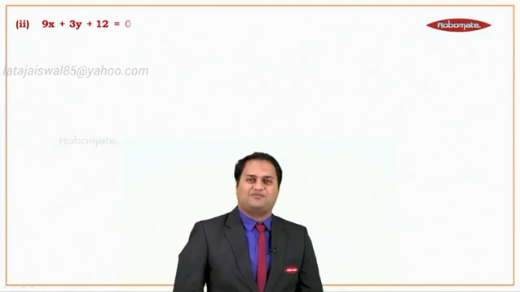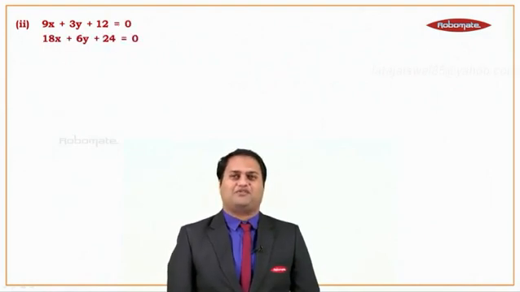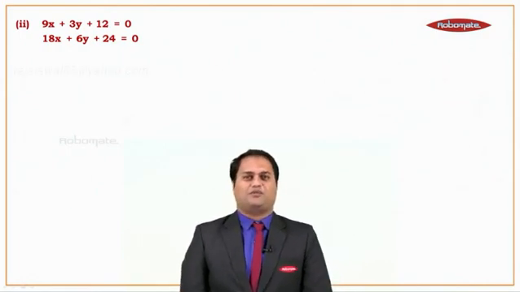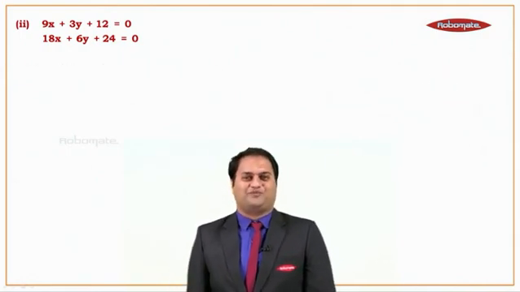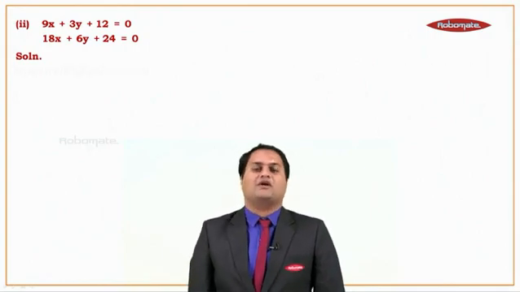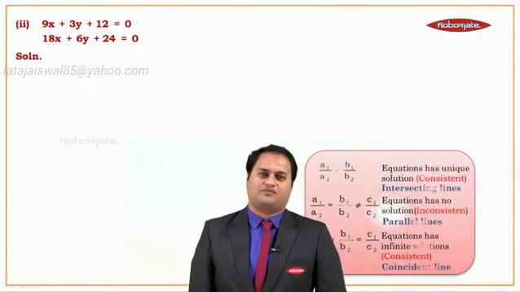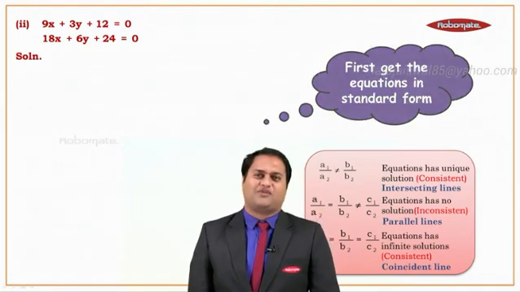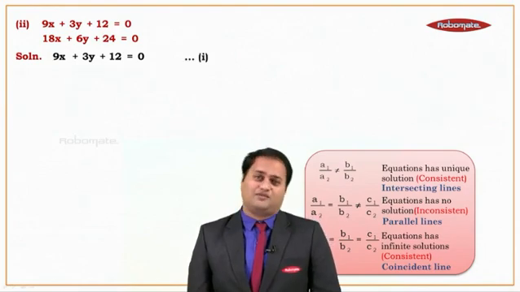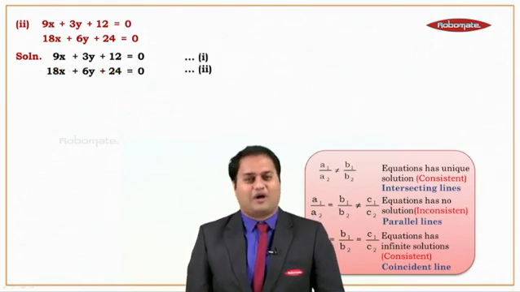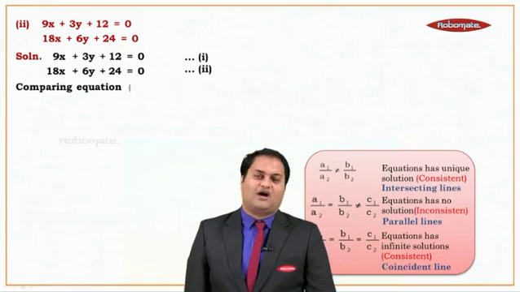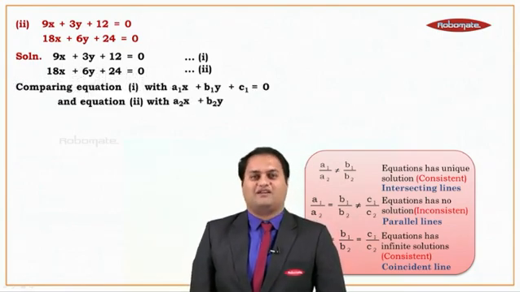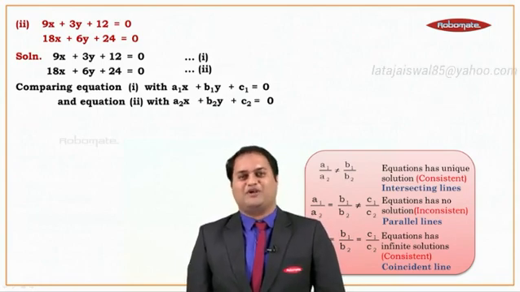Let's move on to the next sum. Similar type, nothing much of a difference. 9x plus 3y plus 12 is equal to 0. 18x plus 6y plus 24 is equal to 0. Chalo, let's do it. What's the first thing we do? That's only for your reference. The first thing we do is we get the equations in the standard form. Are the equations already in the standard form? Yes. So number the equations as equation number 1 and equation number 2. After doing that, compare the equation 1 and get the values of A1, B1, C1. Then comparing equation 2, get the values of A2, B2, C2.